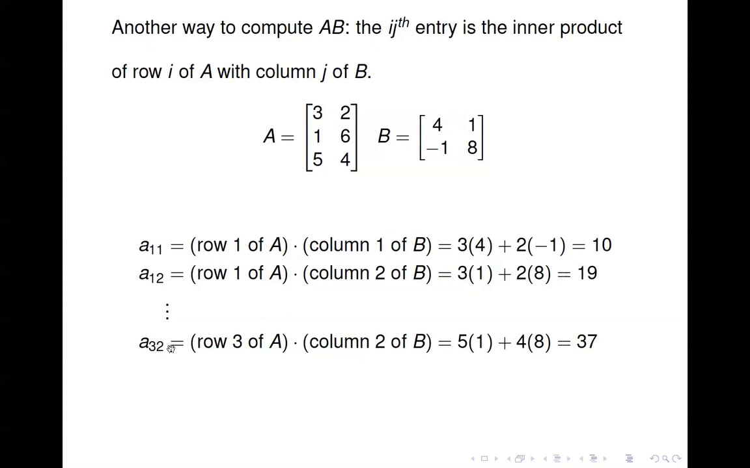So to get the 3,2 entry of the product, it's row 3 of A times column 2 of B. Okay, so 5 times 1 plus 4 times 8 gives you 37. And so there you go. You have the same matrix as we ended up with before.